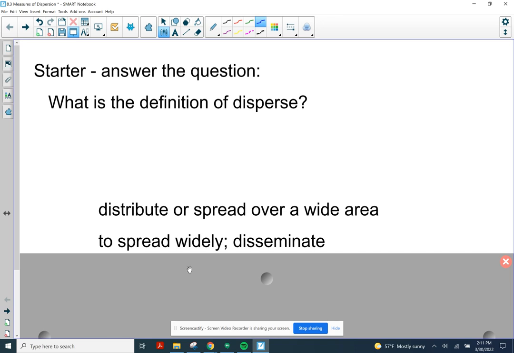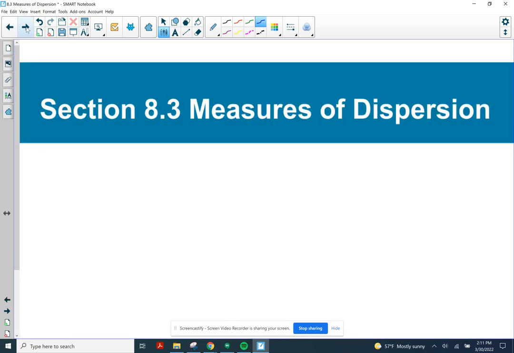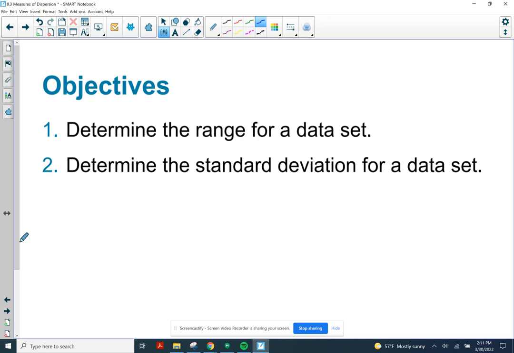So I want you to focus on the word spread. Measures of dispersion are really measures of how spread out our data is. So let's go ahead and dive in. Our objectives for this lesson: can we determine the range for a data set, and can we determine the standard deviation for a data set?